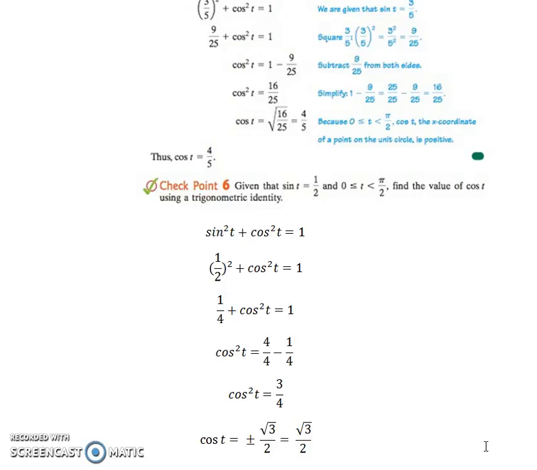So you can either draw the triangle and solve for the missing side, or you can use the Pythagorean theorem, which helps if you have your calculator available. This is very quickly done on a calculator.